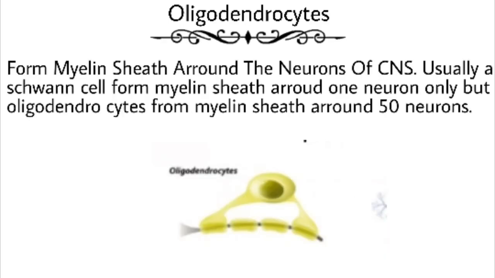Now, oligodendrocytes, these form myelin sheath around the neurons of PNS.